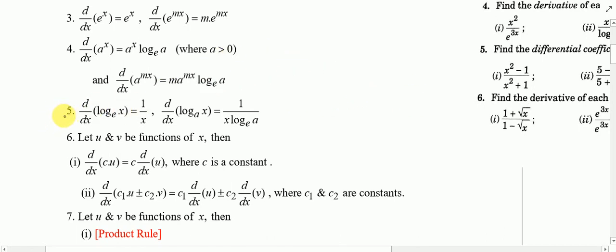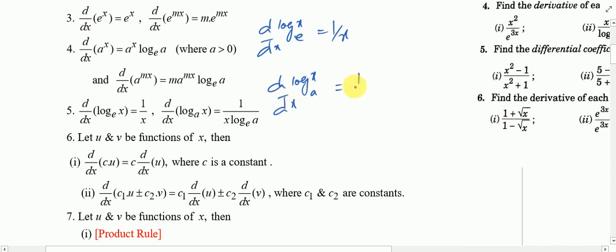Now see the fifth one. If you have to differentiate log x base e, then your answer will be 1 by x. And suppose you have log x, but the base is not e, the base is something else other than e. Then in that case the differentiation will be 1 upon x, and here you will have log a to the base this.